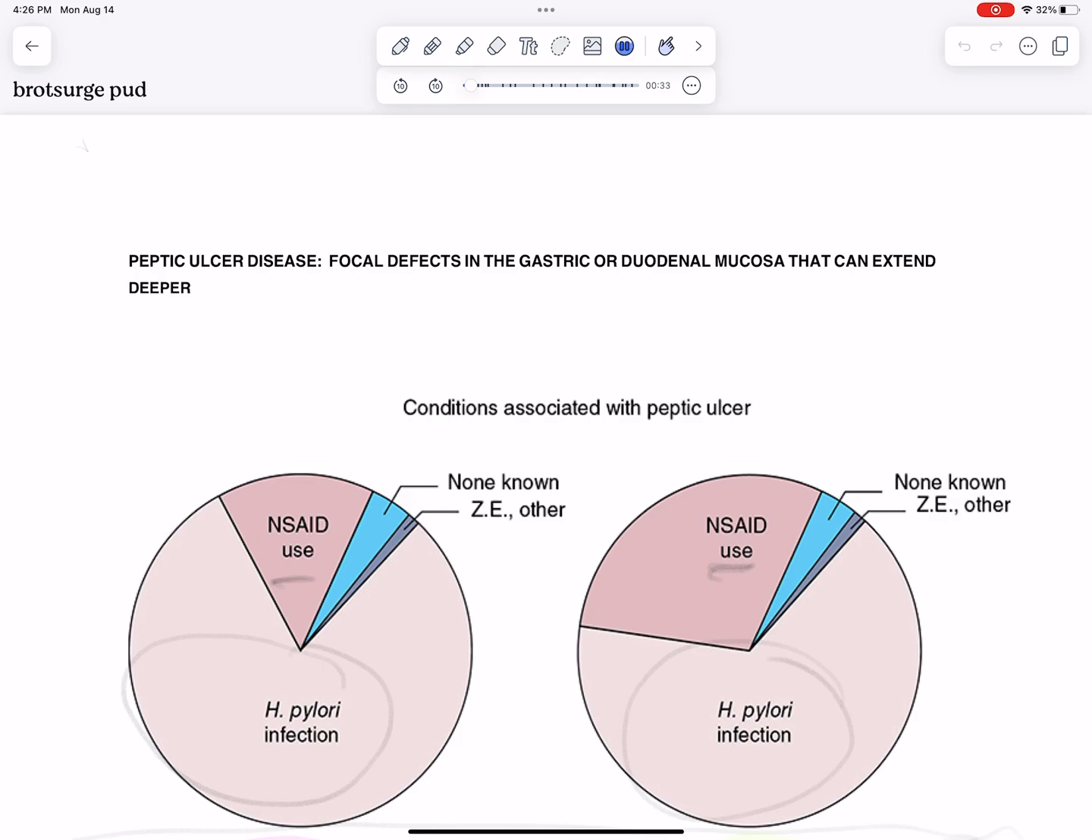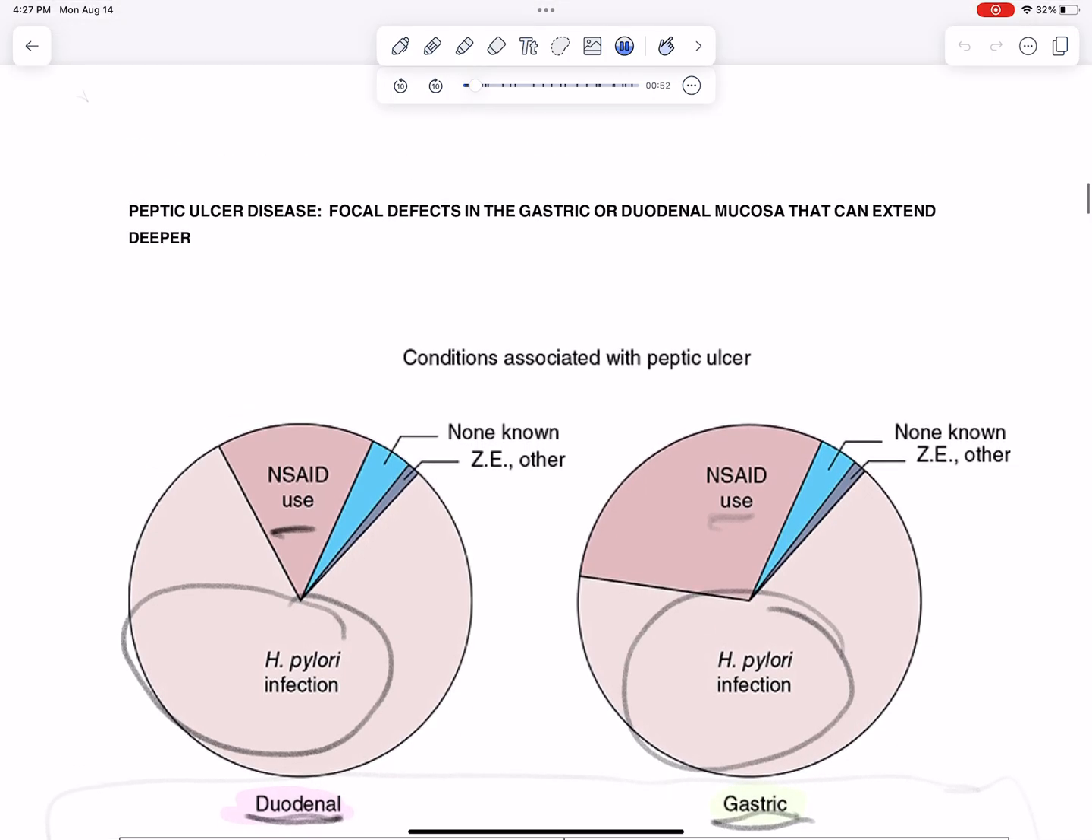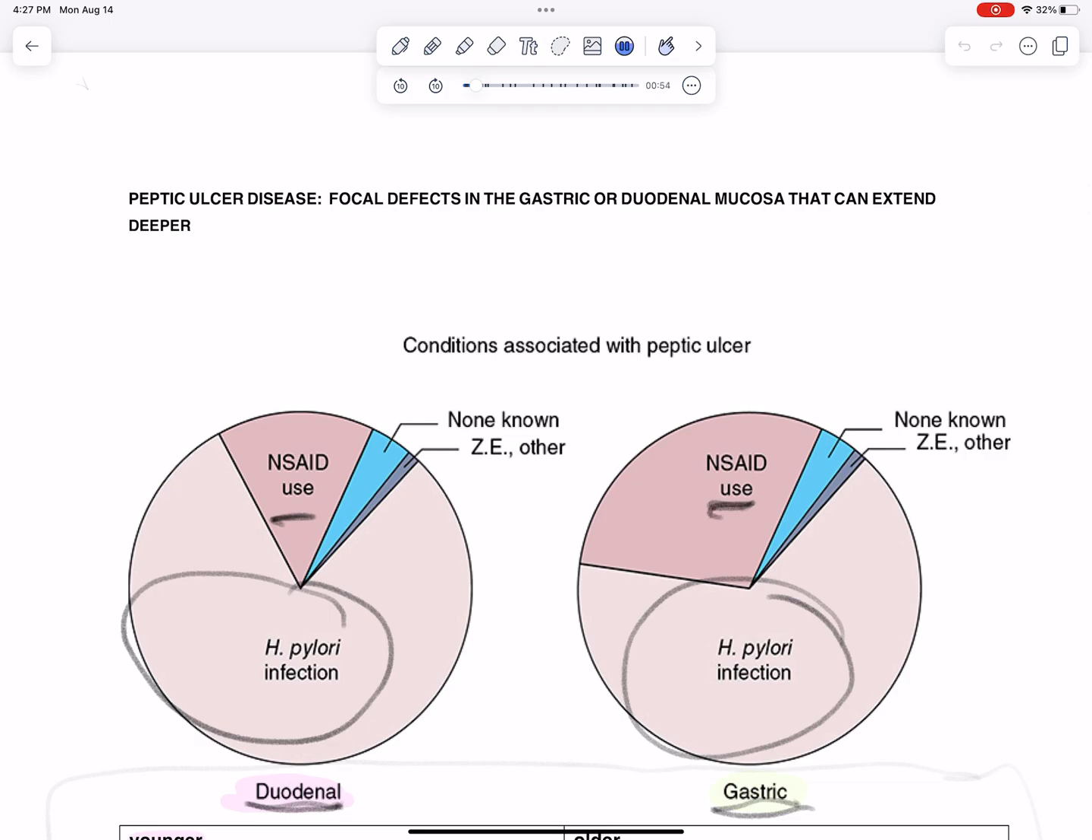A variety of factors contribute to the development of peptic ulcer disease, although both duodenal and gastric ulcers are mainly caused, as you see, by H. pylori. NSAID use is also another common pathway to form ulcers. Ultimately, though, the gastroduodenal mucosal barrier has to be injured to form an ulcer.